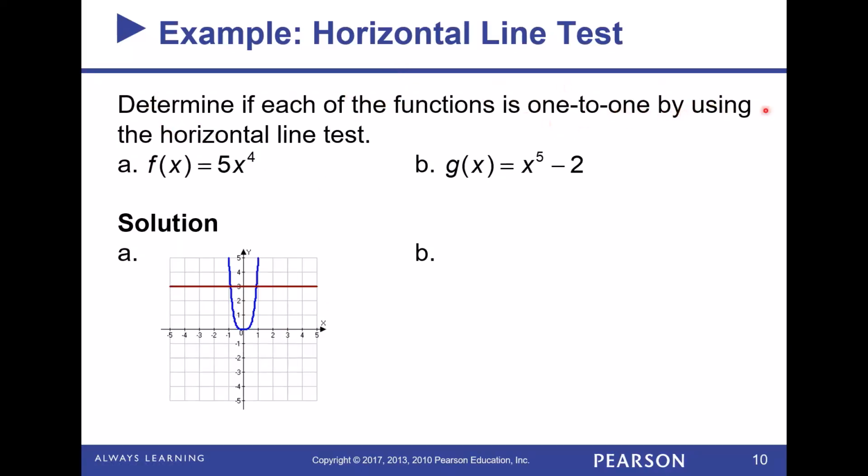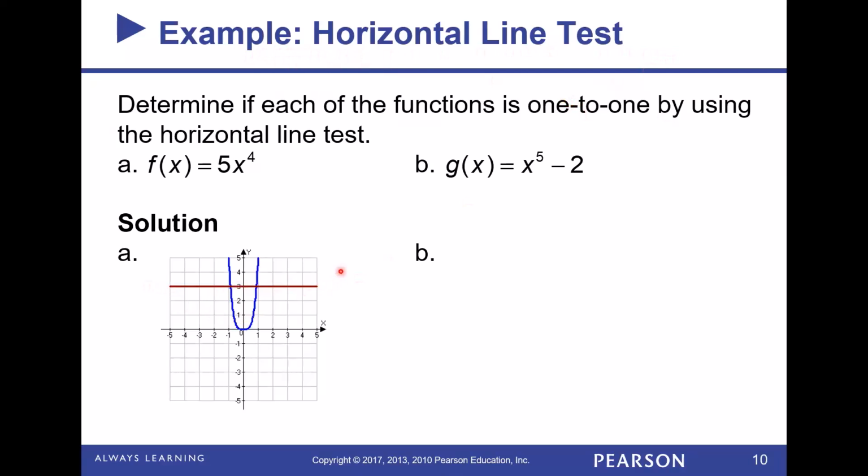Now, they don't even have to continue on by saying using the horizontal line test. All they have to ask you is determine if it's 1-to-1. If you see this word determine 1-to-1, that automatically should tell you to use that horizontal line test. So I'm going to take a horizontal line.